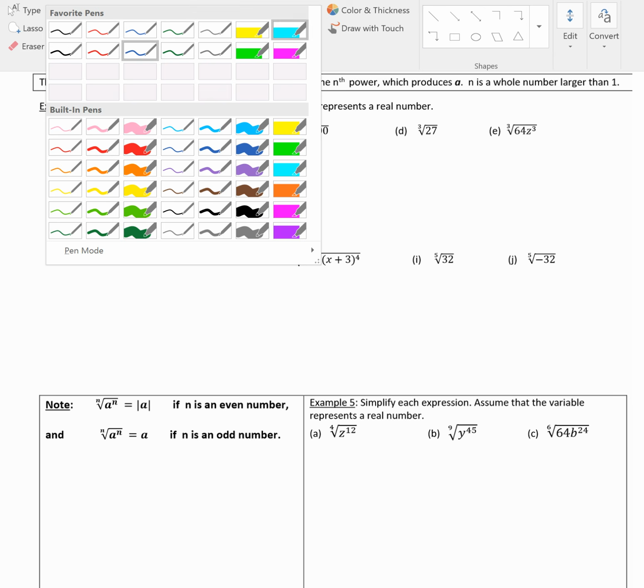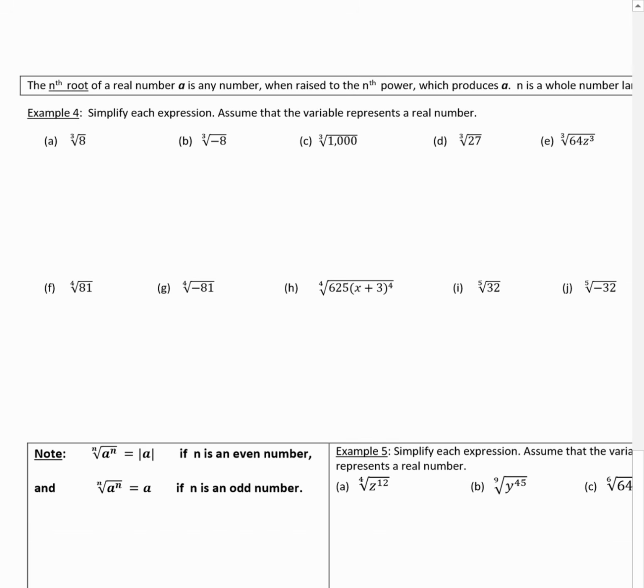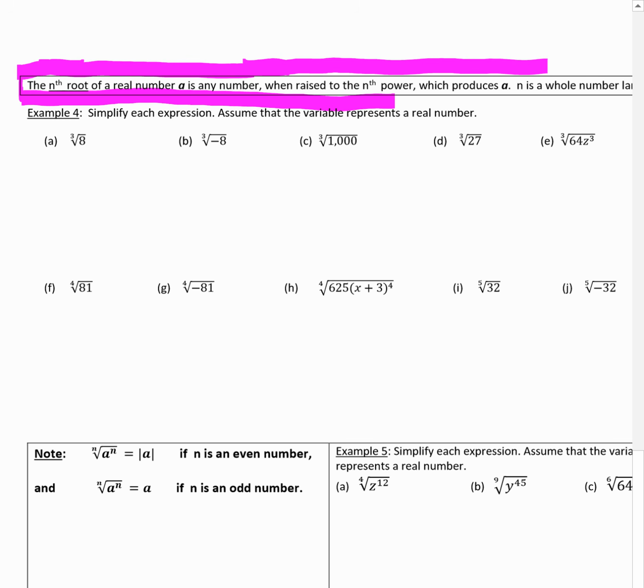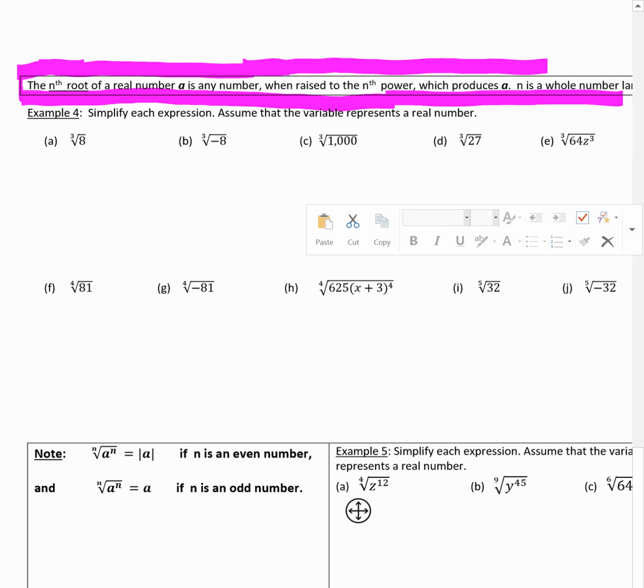So in general, what if you had some kind of root, maybe not a square root? Just in general, let's say the nth root. It could be the 3rd root, the 4th root, 5th root, 6th root, on and on. What does it mean? The nth root of a real number a is a number that when raised to the nth power produces that number.